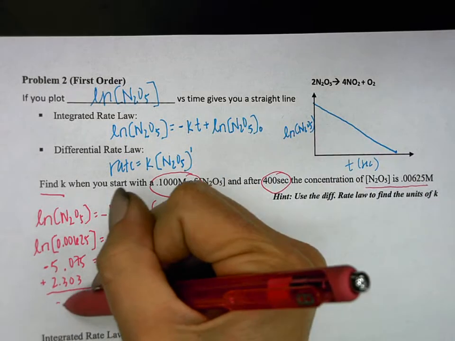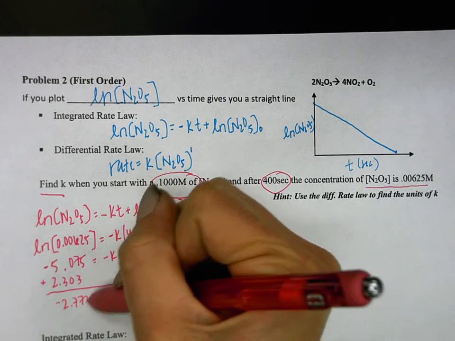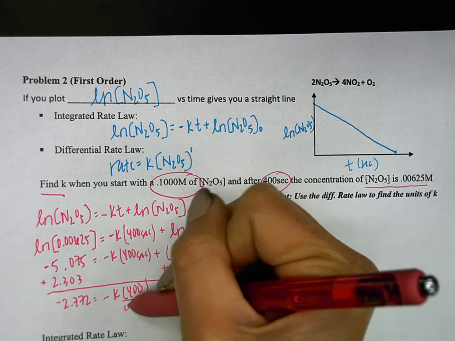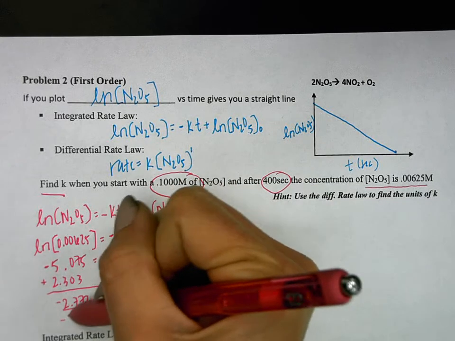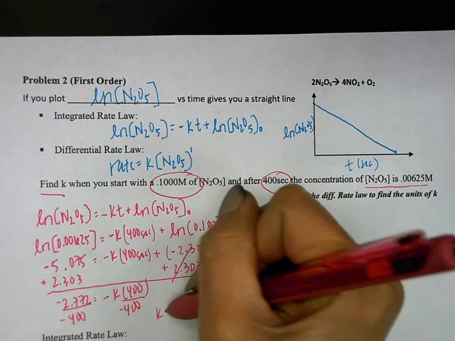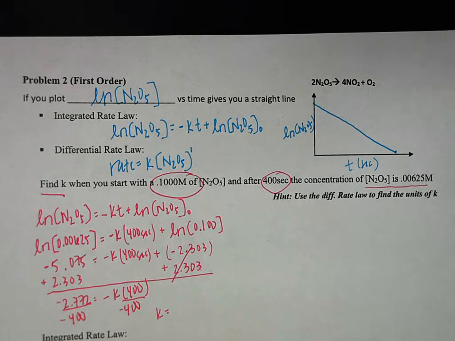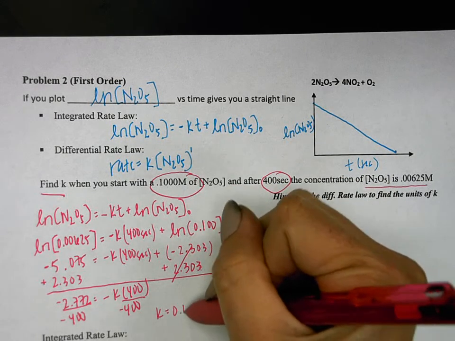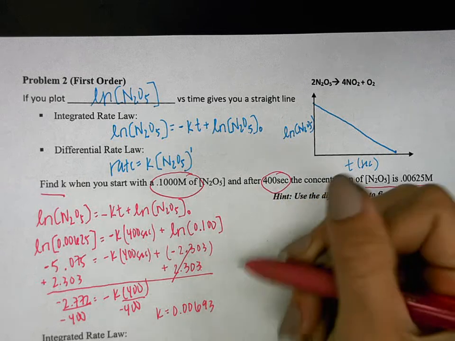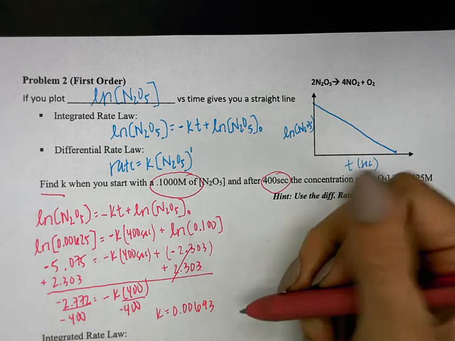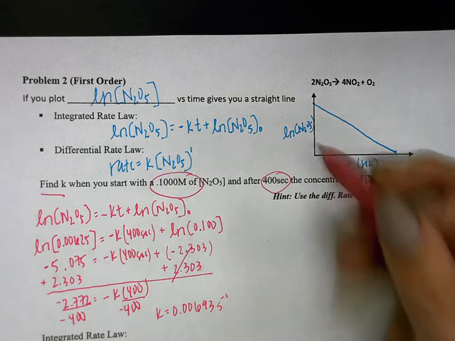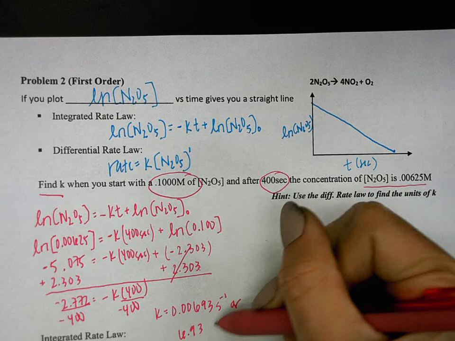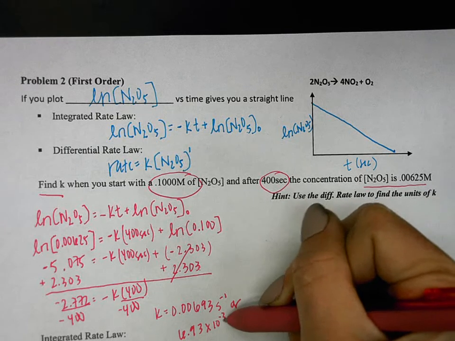So I get negative 2.772 equals negative k times 400. Divide by negative 400, and that gives us a k value of 0.00693 seconds to the negative 1, and we'll talk about that. Or you can put it in scientific notation, 6.93 times 10 to the negative third seconds to the negative 1.